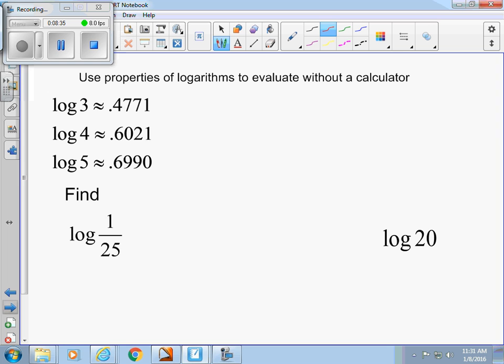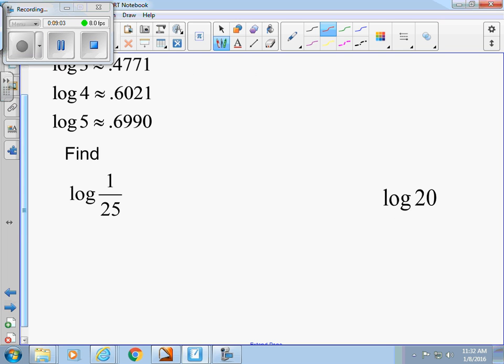These are just interesting problems that come up sometimes. Sometimes they'll give you log 3, log 4, log 5, and ask you to use properties of logarithms to find other things, like log of 1/25. So how could I use those numbers to help me find log of 1/25? Okay, so how would I break this down into something that would be a log of 5?